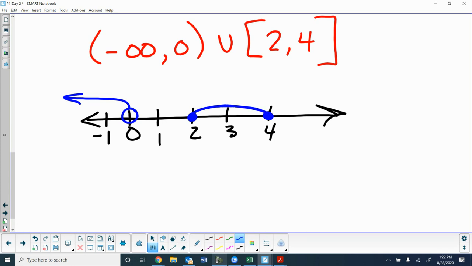So that's what they want you to do. You're gonna have a few problems like that. They're gonna give you some intervals. They want you to graph those intervals. They might also, instead of giving it to you in interval form, give it to you in set notation instead, but you'll have something like that.